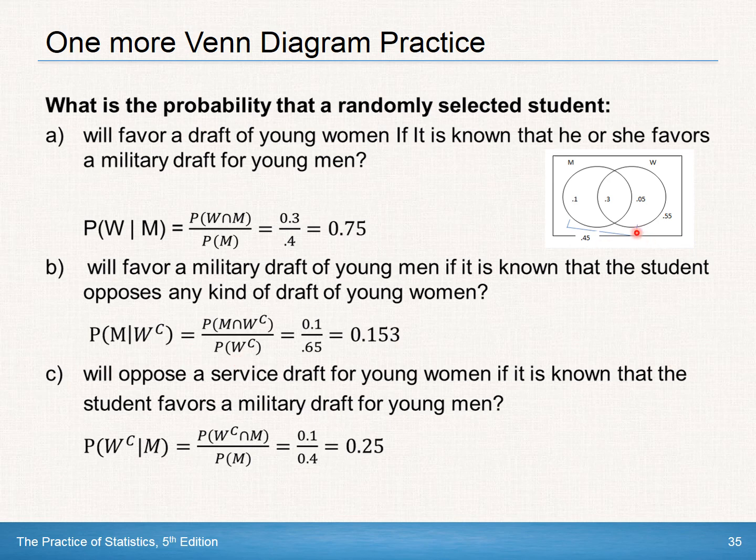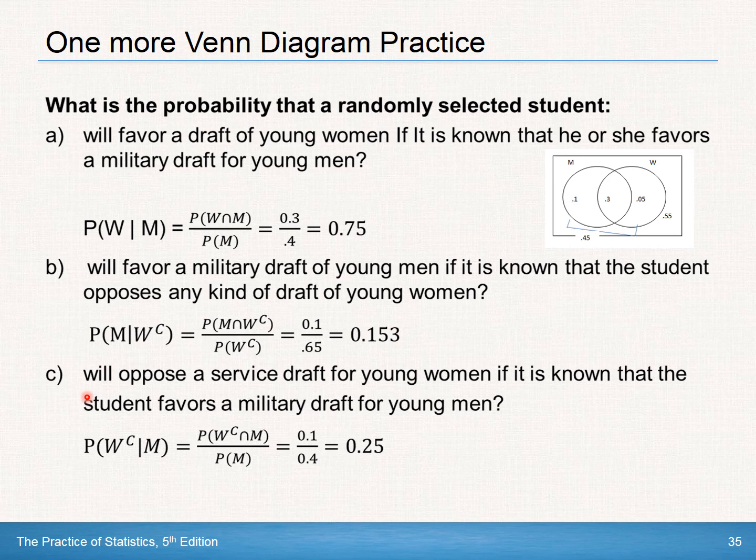So let's take a look. What is the probability that I don't favor the draft for women? Well, the probability of favoring the draft for women is 0.35. What's not women, so it's everything on the outside here, that's going to be 0.65 or 1 minus 0.35. Okay, so where's the intersection of men and not women? The intersection of men and not women is this area over here. So that's your 0.1. So 0.1 divided by 0.65 gives me 0.153. Show this work, and make sure you get this probability statement correct.